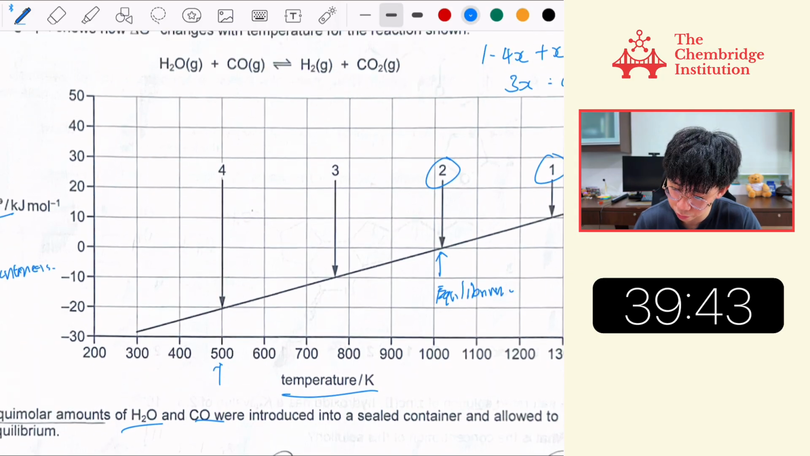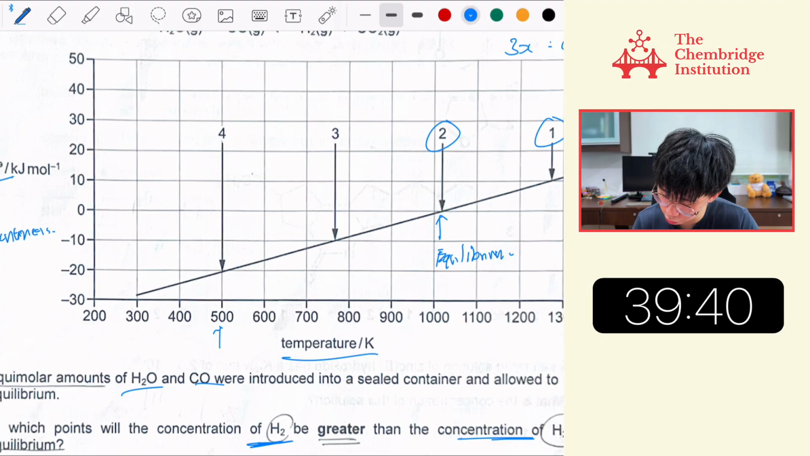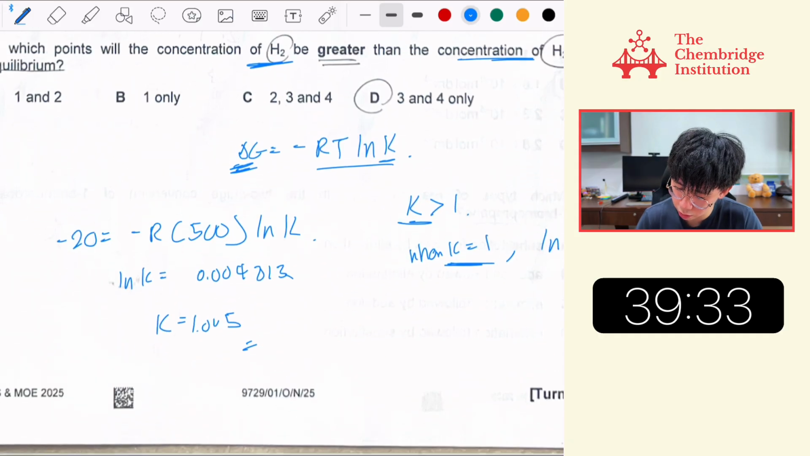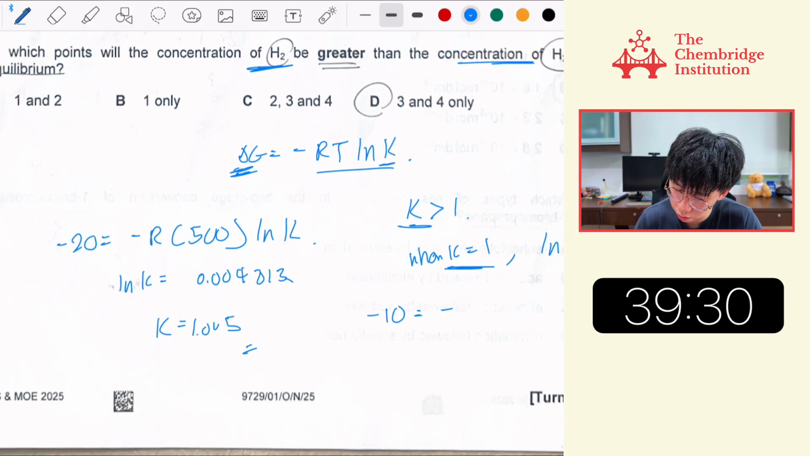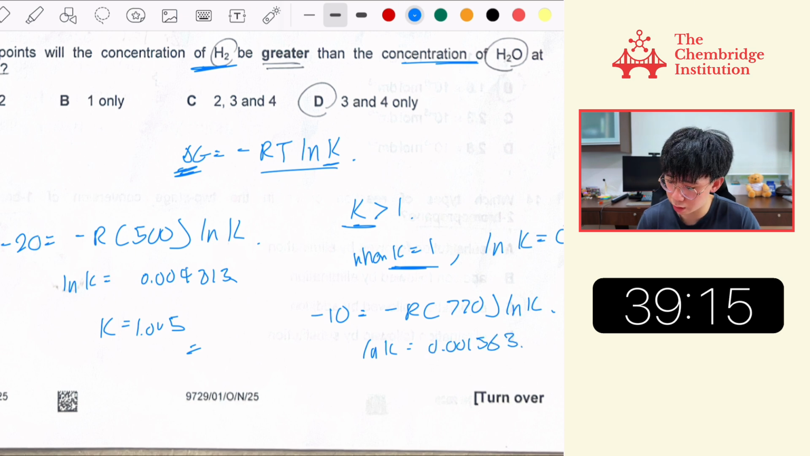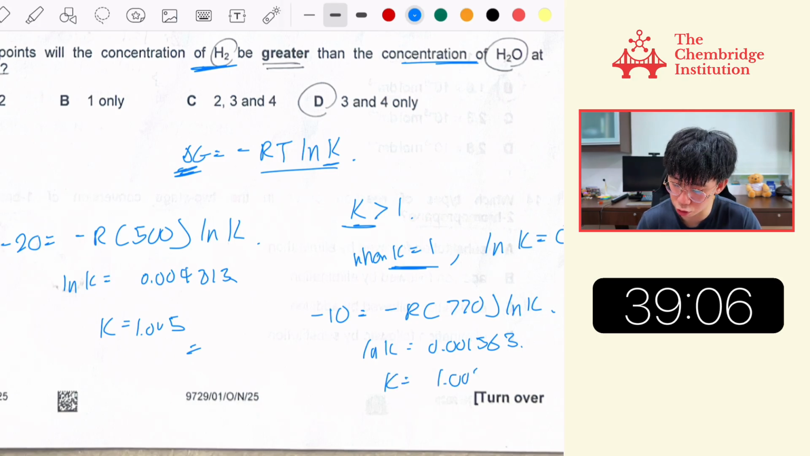Let's look at 3 over here. Okay, let's just use a value like negative 10 delta G, at 770K. So negative 10 equals negative R, 770 temperature ln K. So your ln K over here equals 10 divided by 8.31 times 770. Okay, this is 0.001563. And if you just plug this in, K actually equals 1.002, which is greater than 1. So this says that 3 is also correct.